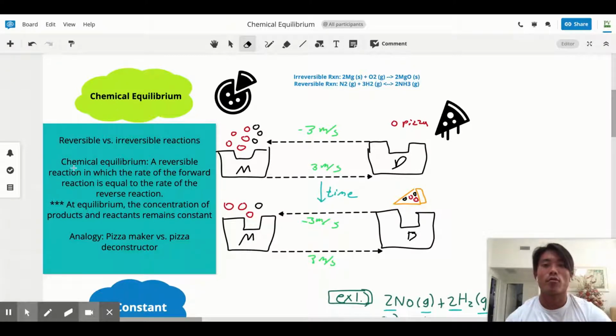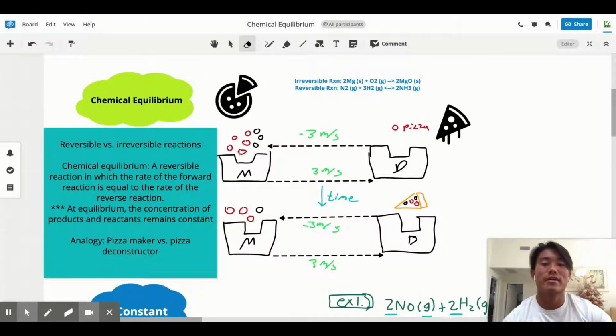So in order for a reaction to be in a chemical equilibrium, and by the way, chemical equilibrium is a state, okay? So in order for a reaction to be in chemical equilibrium, it has to be a reversible reaction, right? So it can form products and reactants and go both ways. It is a reversible reaction in which the rate of the forward reaction is equal to the rate of the reverse reaction. And at equilibrium, the concentration of products and reactants remains constant.